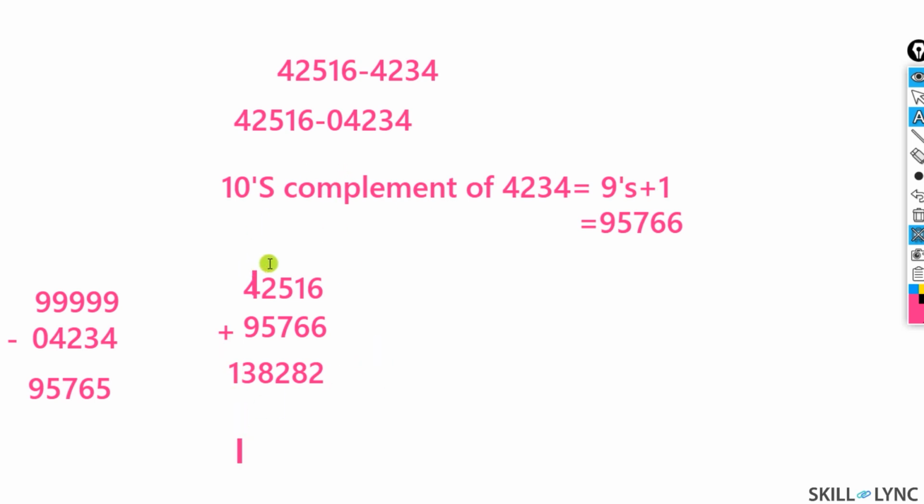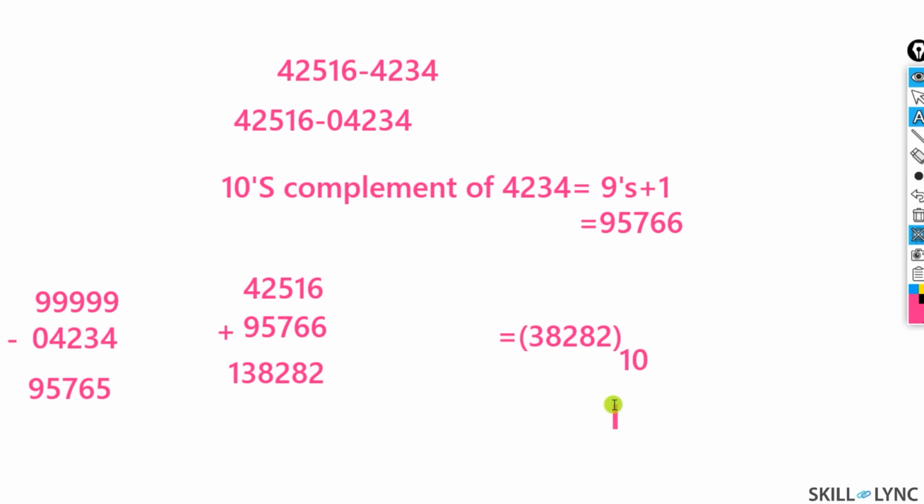How do you check whether a carry is there or not? Just count the digits here and in the result also. Here it is 1, 2, 3, 4, 5. In the result it is 1, 2, 3, 4, 5, 6. It means an extra digit is there, so an extra carry is present. The carry is always the first one. So remove this carry, ignore this carry, and the final answer will be 38282 with base 10, because 10's complement exists only with the decimal number system.